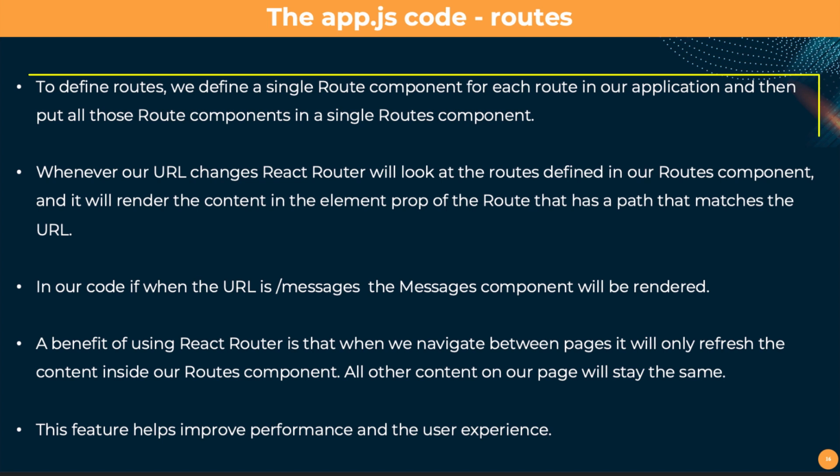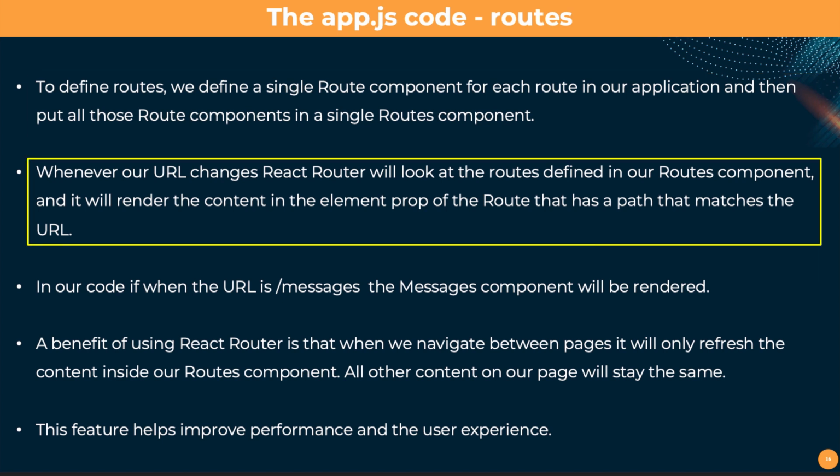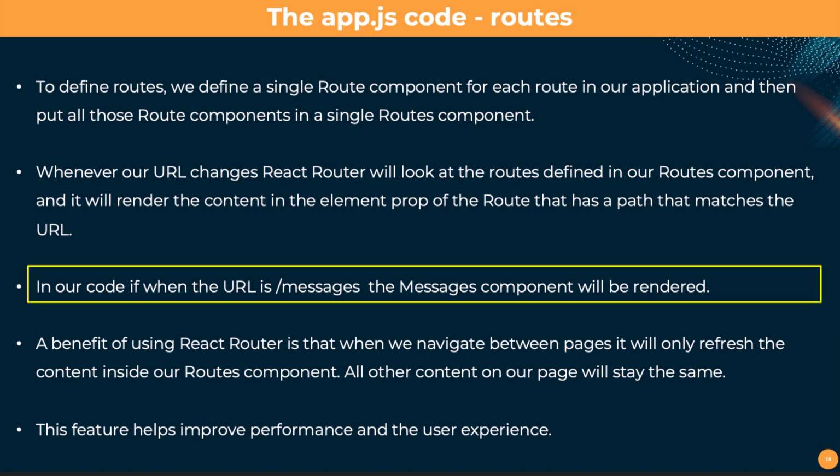So to define routes, we define a single route component for each route in our application, and then put all these route components inside the routes component, which you've just seen. And whenever the URL changes, React Router will look at the routes and then decide which of the components it has to display. So for example, if we go /messages in the address bar at the top, then it goes and it displays the messages component.